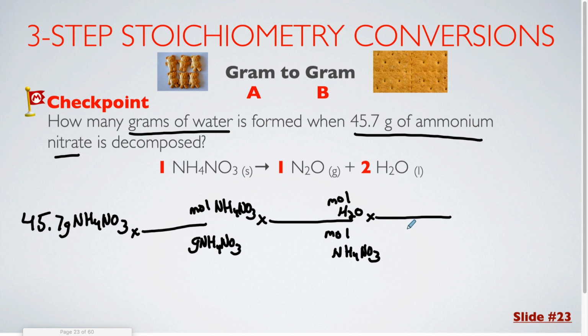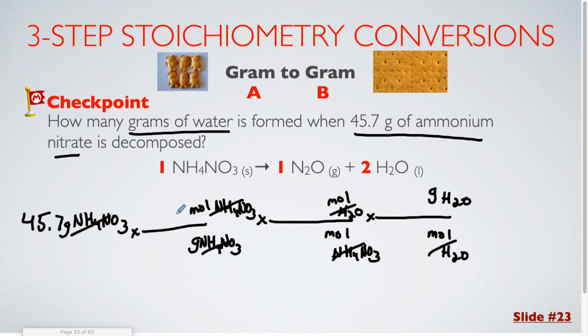Okay, for the final part, I'm going from moles of substance B, which is my H2O, to the unit that I was actually looking for, which in this example is grams. If you do this correctly, your units should cancel throughout the entire conversion until you're left with the unit that you were actually asked for. So we put all of our units in the correct spot. Now we can start to plug in our numbers.